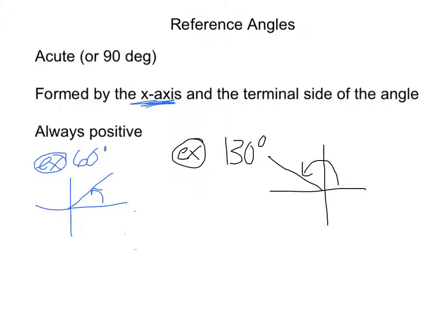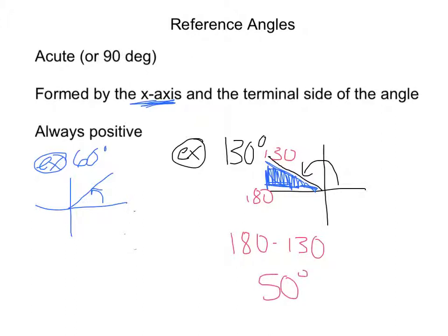But 130 is not acute, so that doesn't follow the first rule of my reference angle. So what I need is an angle that has the same terminal side and the x-axis, which means what I'm looking for is the degree of this blue section that I'm coloring in right here. So I just need to determine how much that blue area is. Well, I already know that a straight line is 180 degrees, and I know that the terminal side of my angle is at 130. So in order to find that in between, all I have to do is subtract. So my reference angle here is 50 degrees.